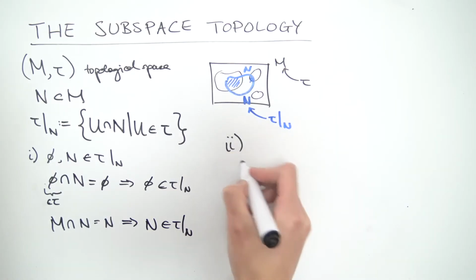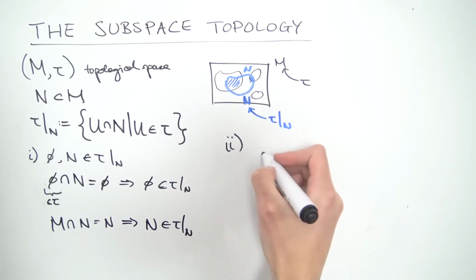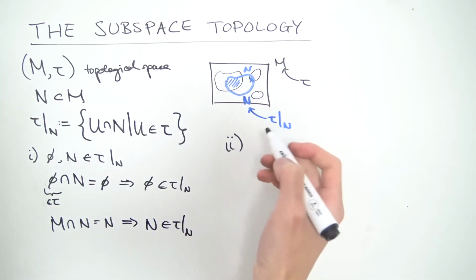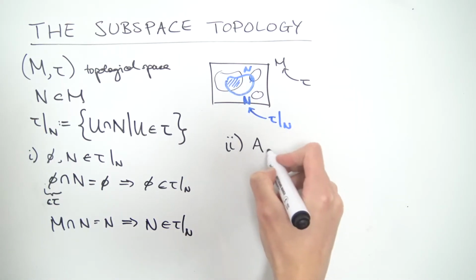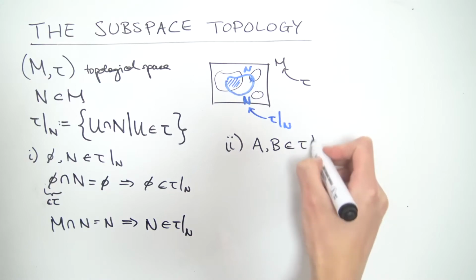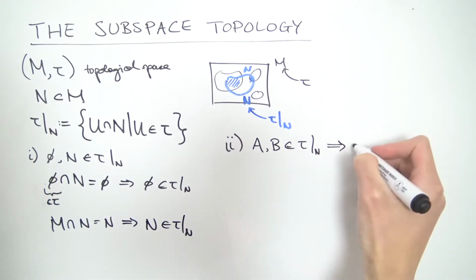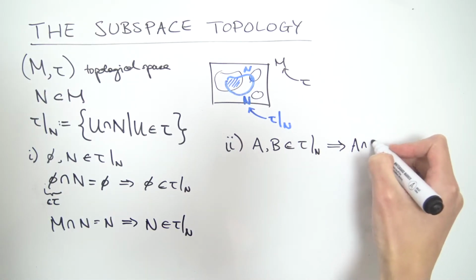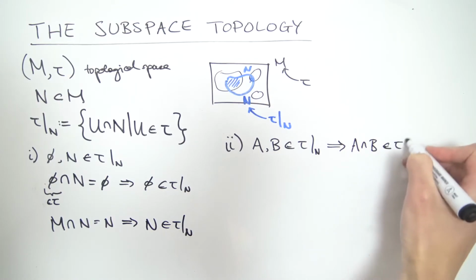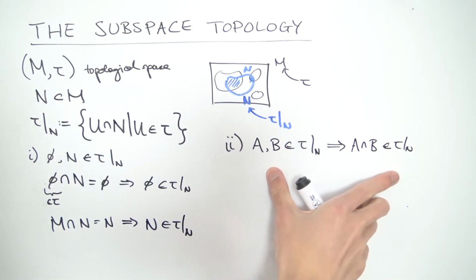So let's check the second axiom. What does the second axiom say? It says that if we have two sets, let's say A and B, for instance, so A and B are in the topology restricted to N, then this implies that the intersection must also be in the topology restricted to N. Now we want to show that this is indeed true.